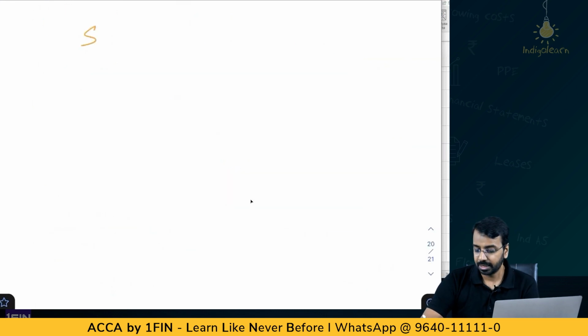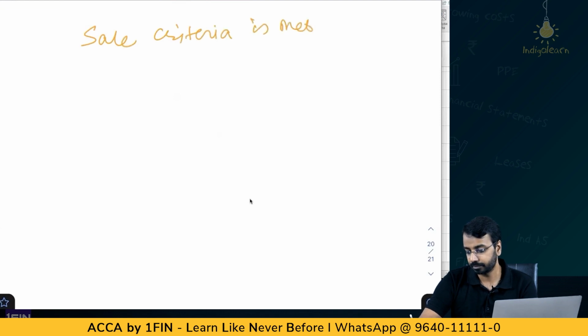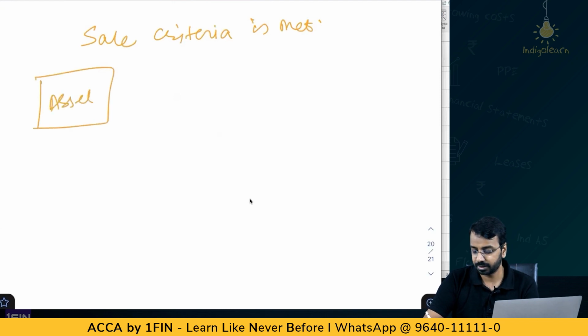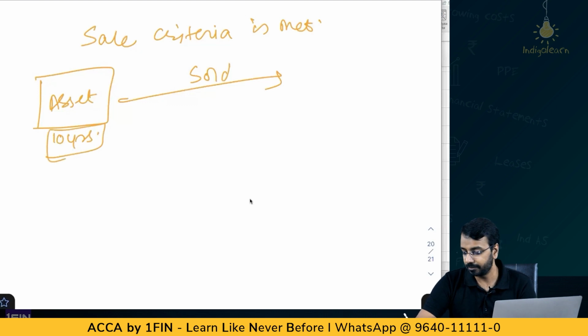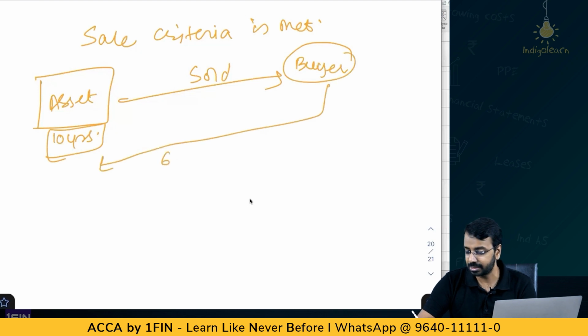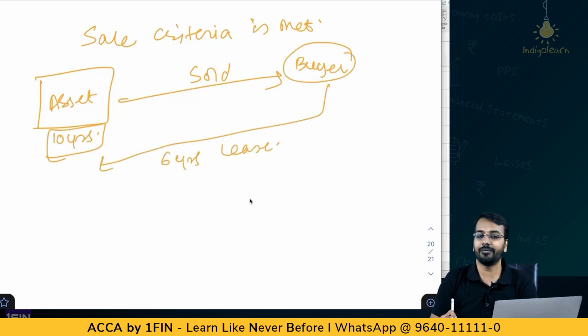Now, if the sale criteria is met. So what is happening? See, this is an asset. Asset is sold. And let's say this asset has a useful life of 10 years. And this is the buyer. And this asset again comes back for, let us say, 6 years lease. So in effect, I have only transferred 4 years worth of asset to the buyer, because for 6 years, I will only be using. I have sold the asset, I have taken it back on lease. So the entire asset has not been transferred.